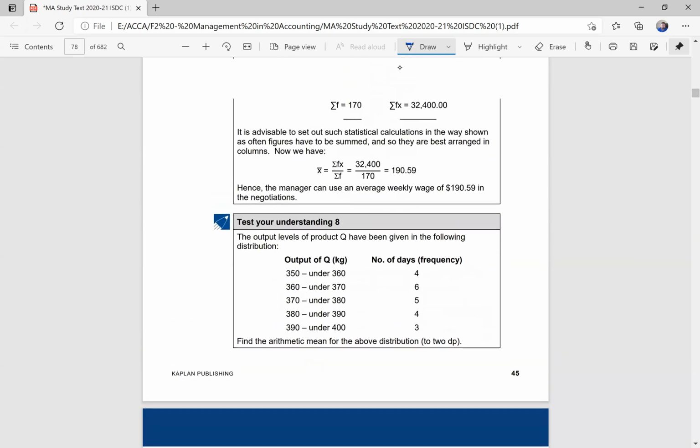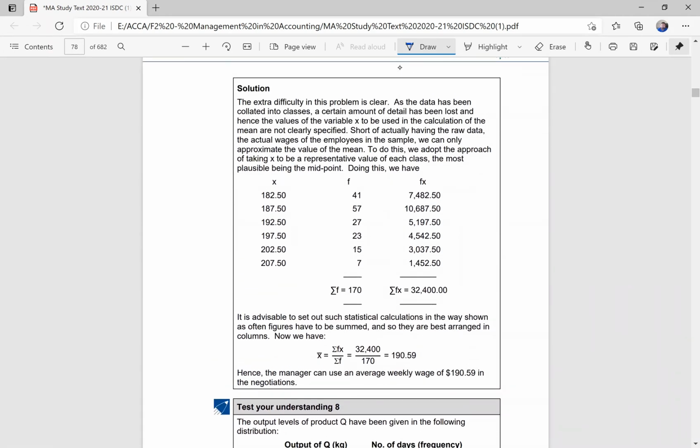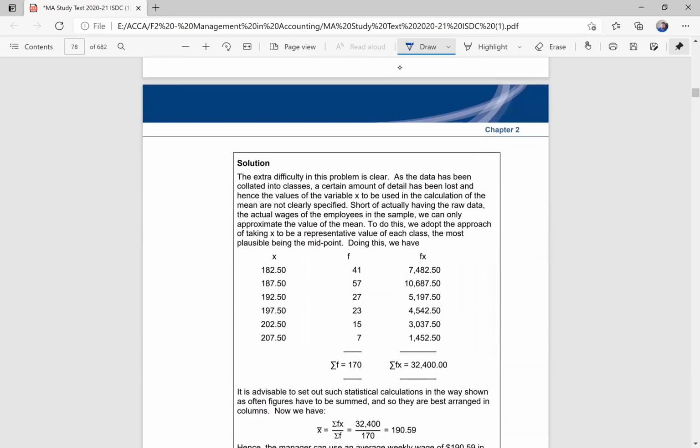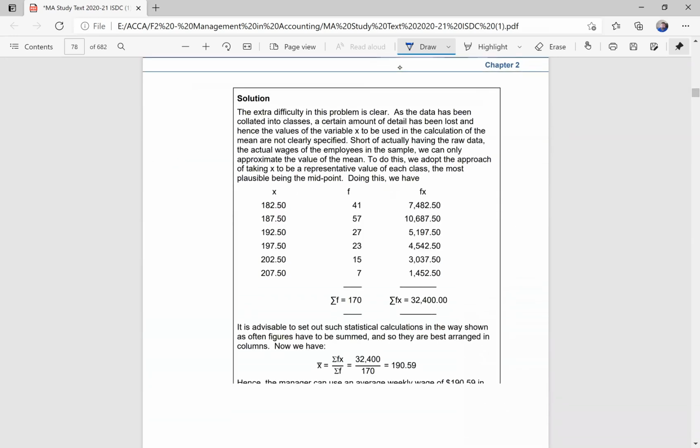Now the solution is that you are going to first compute a midpoint of the range. And how are you going to do that? You have this as the bottom number of the range, and this is the highest number of the range. So 180 plus 185 divided by 2 will give you the midpoint. Similarly, 185 plus 190 divided by 2, 190 plus 195 divided by 2, so on and so forth will give you the midpoints.